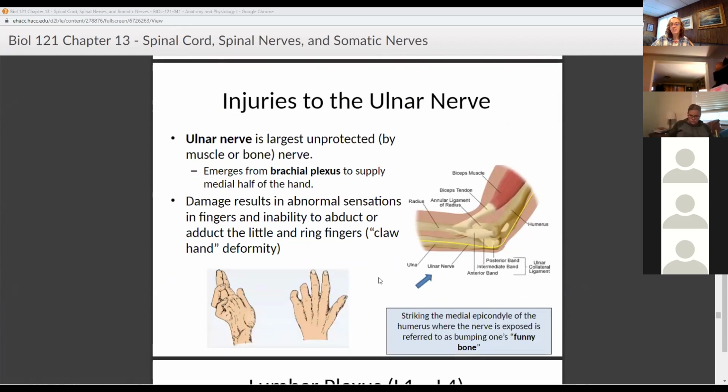Ulnar nerve, so this is that funny bone nerve. Largest unprotected nerve. Emerges from the brachial plexus and supplies the medial half of the hand.